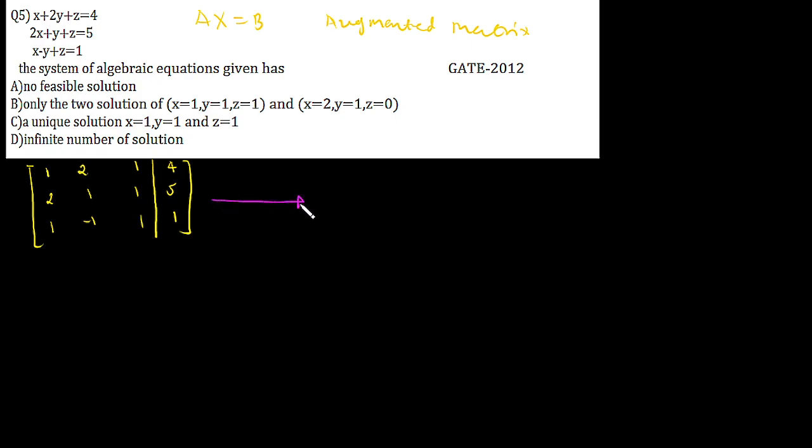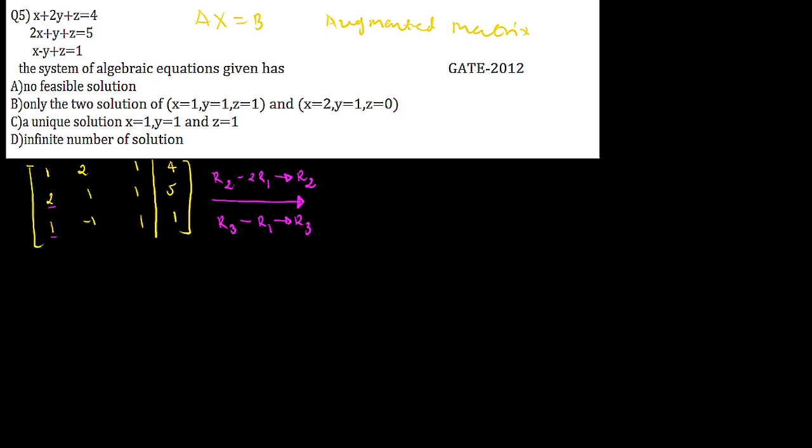For that we have to perform some row operations. Now I have to make this entry and this entry 0. So let's subtract 2 times the first row from the second row, and it will give me a new R2, and let's subtract the first row from row 3. So I can say R3 minus R1, and it will make the new R3.